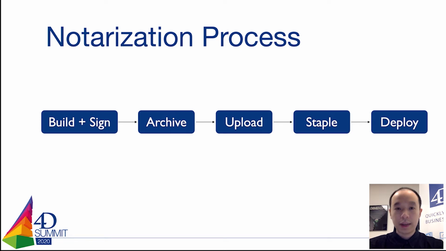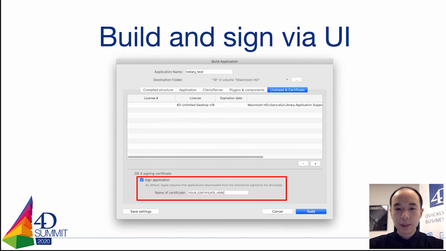Once we upload that application, we will receive some kind of status saying success or fail. But if it's success, you can staple a ticket to the application and deploy it. And I'll go into more detail on these steps. So first, let's build and sign our application. So here, you are probably familiar with this build application screen. Now, the cool thing about V18 is that the signing feature has been updated to recursively sign everything from the inside out, to make sure that the signing hierarchy is maintained.